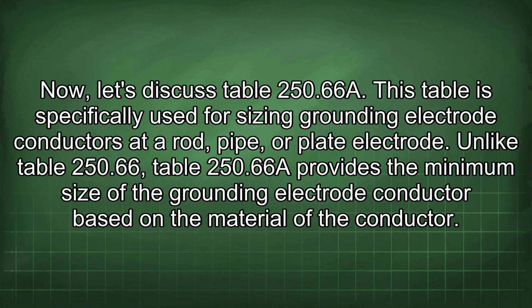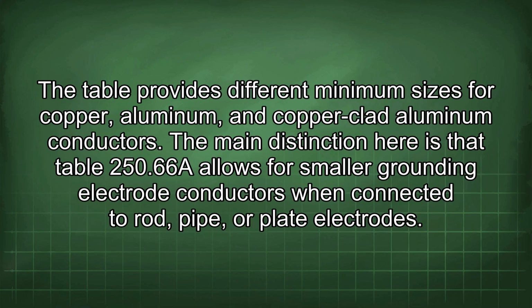Now let's discuss Table 250.66a. This table is specifically used for sizing grounding electrode conductors at a rod, pipe, or plate electrode. Unlike Table 250.66, Table 250.66a provides the minimum size of the grounding electrode conductor based on the material of the conductor. The table provides different minimum sizes for copper, aluminum, and copper-clad aluminum conductors.